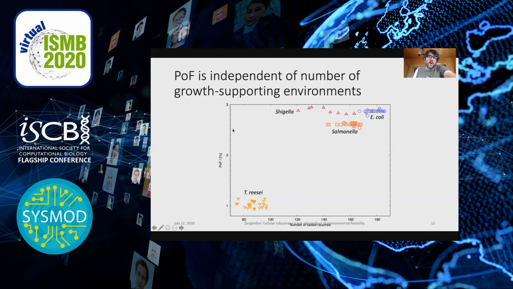And what we did is we calculated the probability of failure for 500 different E. coli strains. So we found 500 different genome scale metabolic models, and for each of these, we calculated the probability of failure. And what we see is E. coli, Shigella, and also Salmonella, they essentially sit on the same level. And there's not much difference, although they utilize between 120 and 180 different carbon sources.